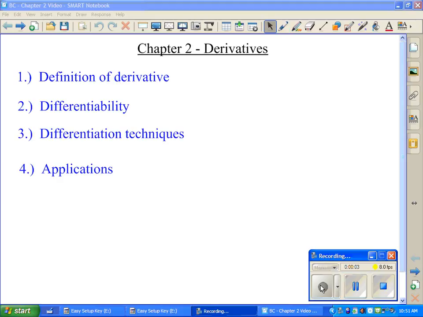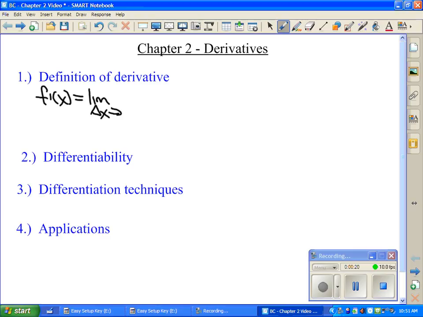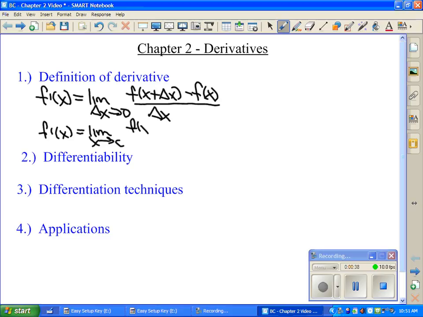Everyone, I'm going to start with chapter 2 this morning and look at all the stuff we did with derivatives. First of all, we did the definition of derivative, and there were two types that we looked at. One was our general definition, f prime of x equals the limit as delta x approaches 0 of f of x plus delta x minus f of x all over delta x. And then we also had our definition of derivative at a specific point, f prime of c equals the limit as x approaches c of f of x minus f of c all over x minus c. So those were our two definitions of derivative.